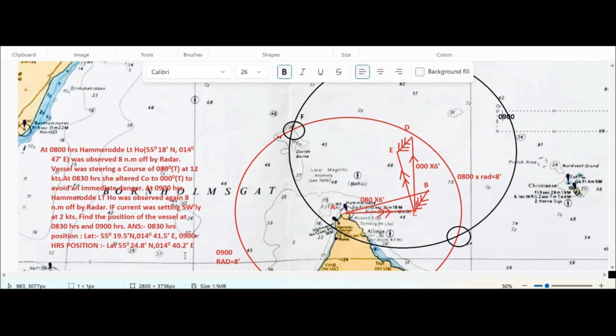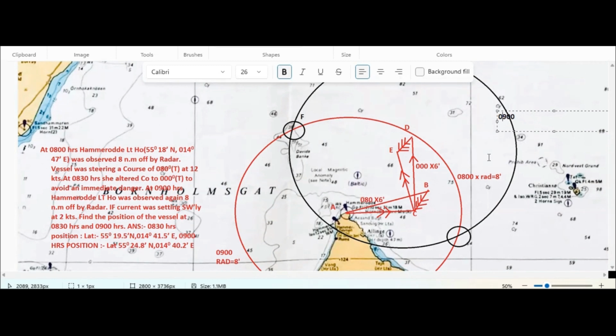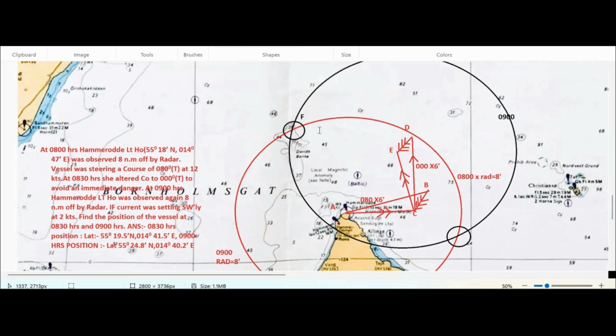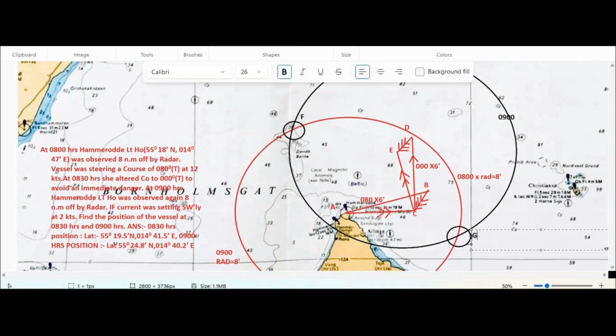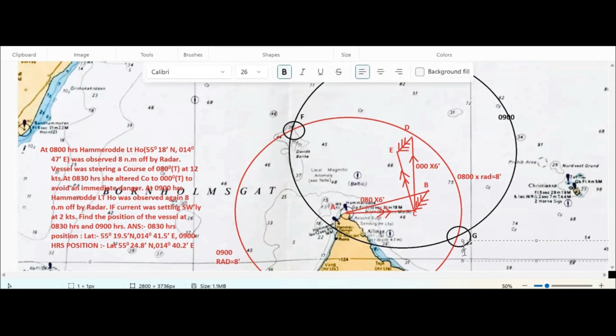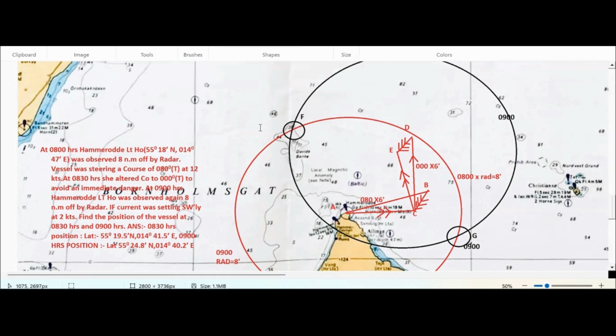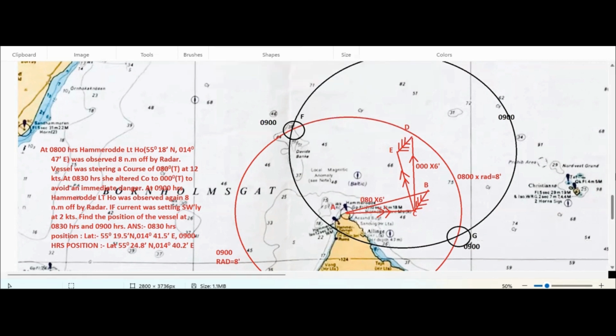That means I am getting the two position circles. Remember, at 9 o'clock the vessel is on the red circle, and at 9 o'clock the vessel is on the black circle. The intersection of these two circles is my position at 9 o'clock. So at 9 o'clock the vessel can be at point F or at the point G. Now we have to take a decision which one is correct, F is correct or G is correct. So this can be a position. I am not taking a decision right now. I'll be taking it after plotting back the post made good lines.